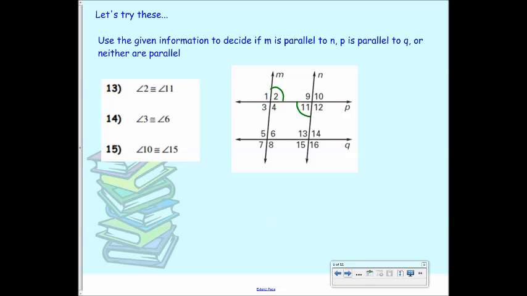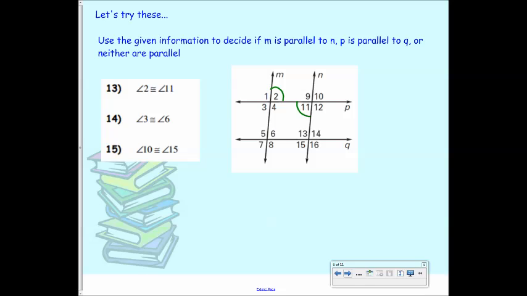P and Q. Not P and Q. M and N. Okay, because if P is the transversal, then M and N are the ones that would have to be parallel. So which one don't we care about here? Q. They don't touch Q at all, so we don't care about Q in this case. Will we care about it later? Maybe. All right? So I'm only looking up here at M and N.